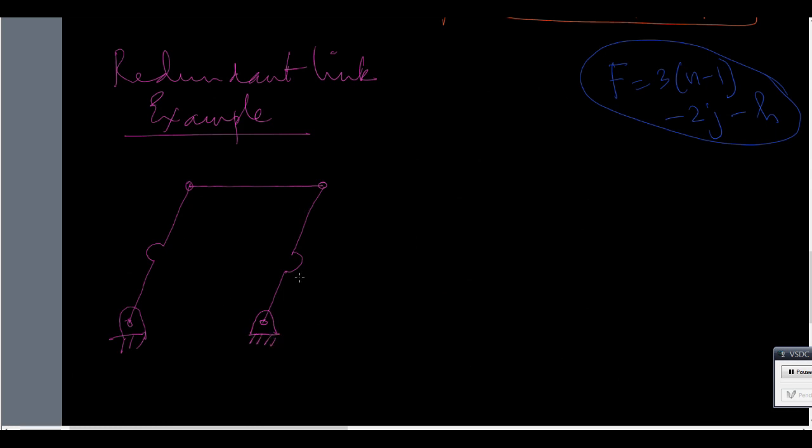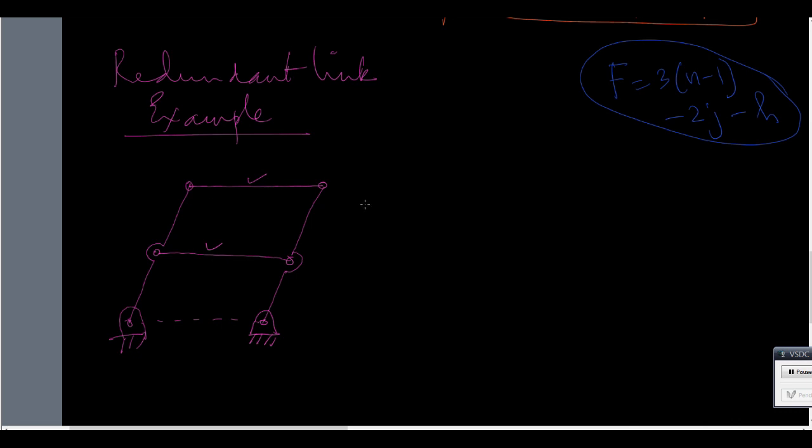So you can see that this is the parallelogram, right? I mean, it's a perfect parallelogram. But over here, I can add another link. And this link is redundant. It's a redundant link. In fact, if I keep this, then I can remove this link and it's just the same. The motion will be the same.